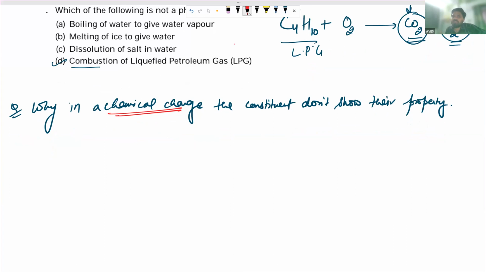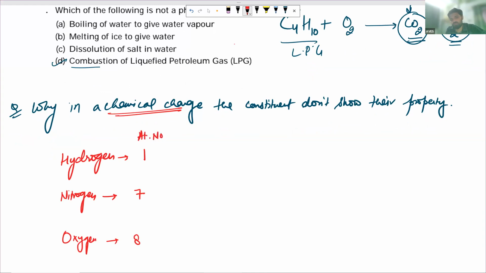You studied them in the 9th standard. Hydrogen gas, nitrogen gas, oxygen gas: hydrogen has atomic number 1, nitrogen has atomic number 7, and oxygen has atomic number 8. If you don't know, let me explain that they have these atomic numbers.